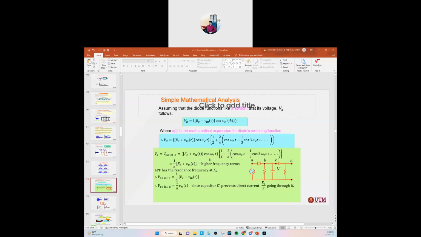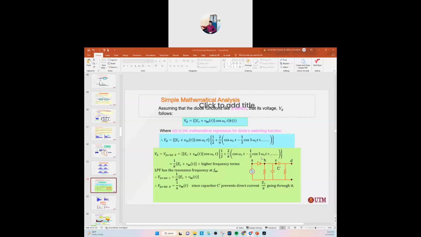So then you have higher frequency terms, for example 3 omega C, 5 omega C, 7 omega C. That is higher frequency, the repetition, harmonics. Then we put it to the low pass filter, so we only allow low frequency to pass through and higher frequency to be filtered. So that's why it filters out everything of the higher frequency, which is omega ct, and also the diode switching function.